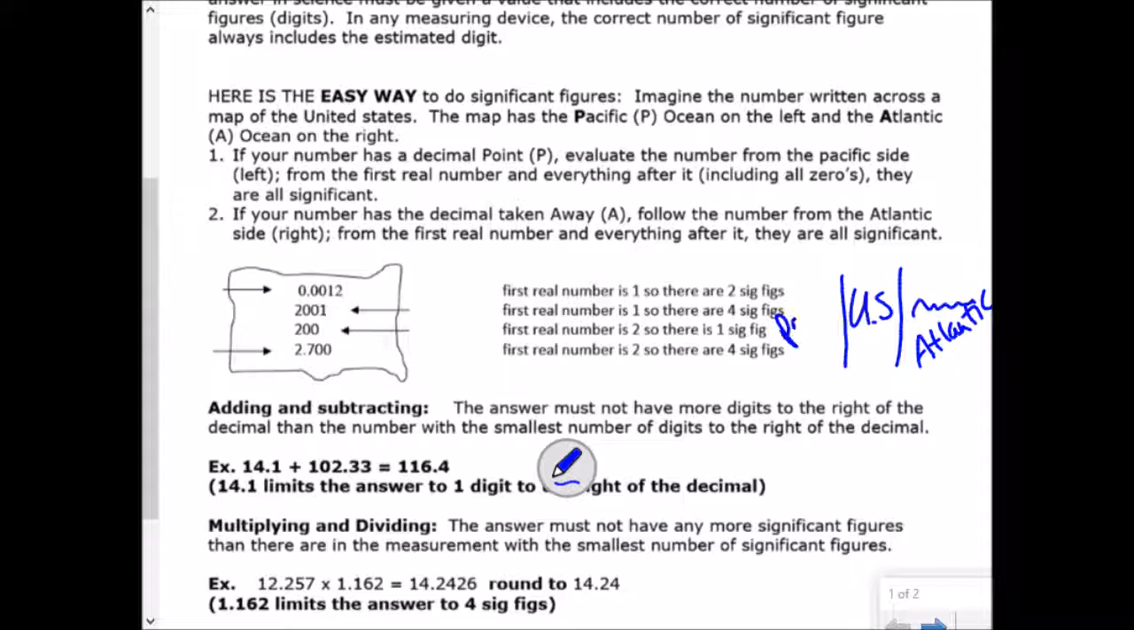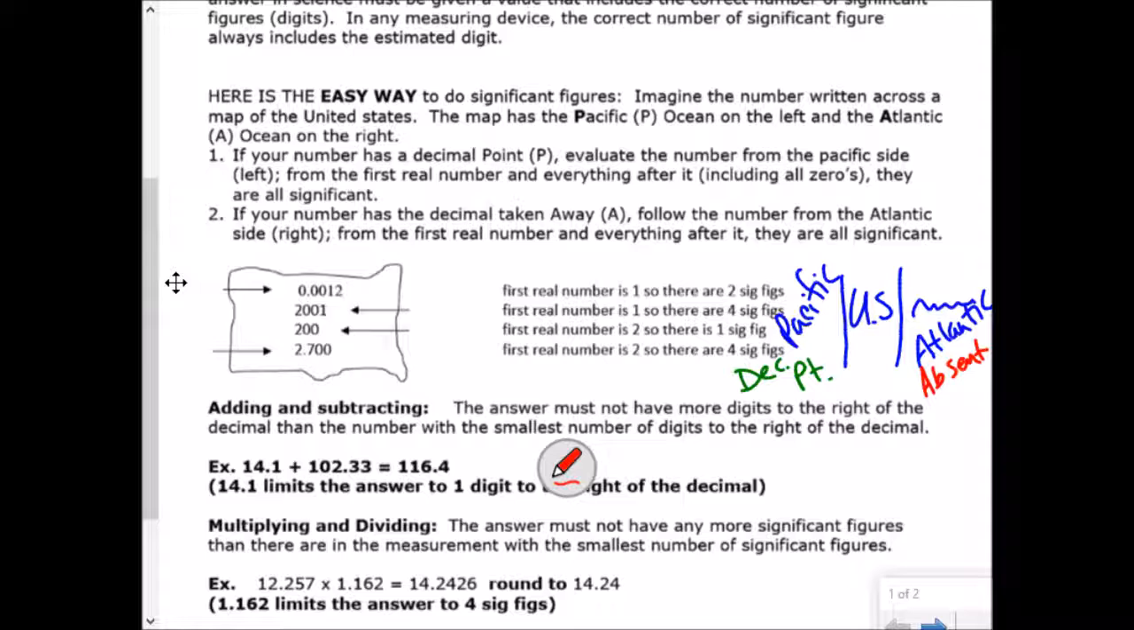Over on this side would be the Pacific Ocean, the left side. Now, when we think Pacific, we think decimal point. And when I think of Atlantic, I think of absent, like no decimal point. So does it have a decimal point or does it not? Because that's going to determine which direction you're going to come from.